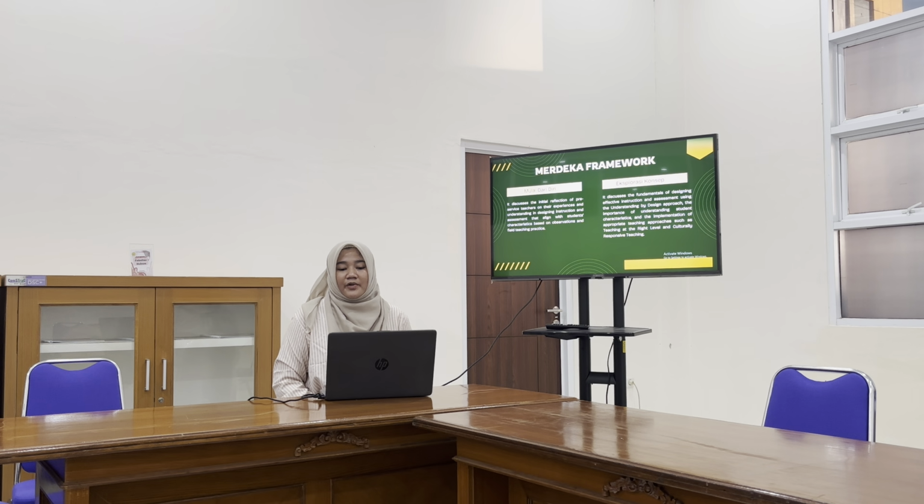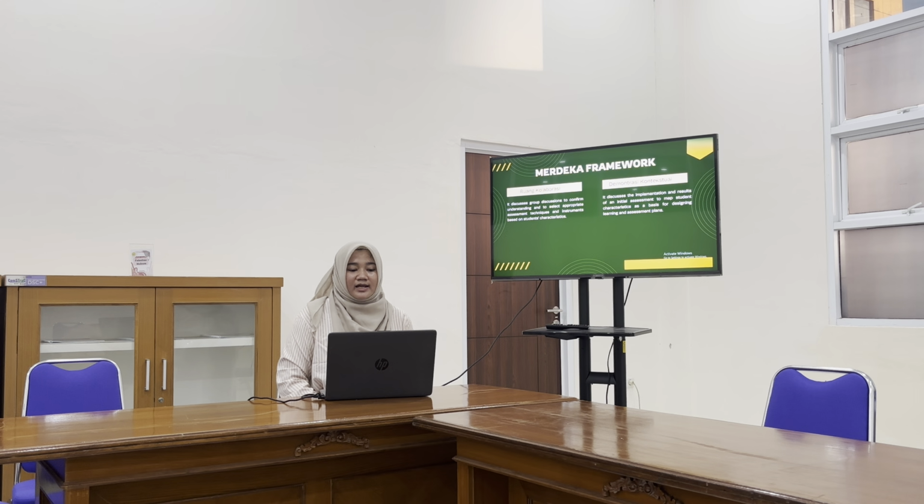And then on the exploratory concept stage, we discuss the fundamentals of designing effective instruction and assessment using the understanding by design approach, the importance of understanding student characteristics, and the implementation of appropriate teaching approaches such as teaching at the right level and culturally responsive teaching. Next, on the ruang kolaborasi stage, we discuss group discussions to confirm understanding and to select appropriate assessment techniques and instruments based on the students' characteristics.